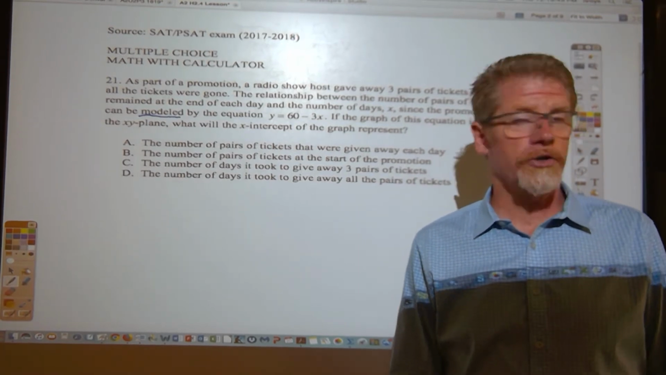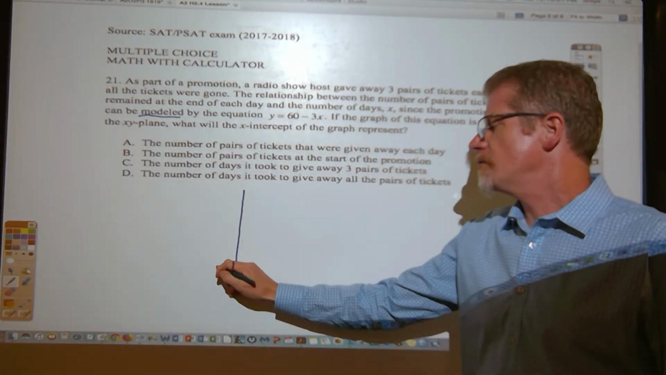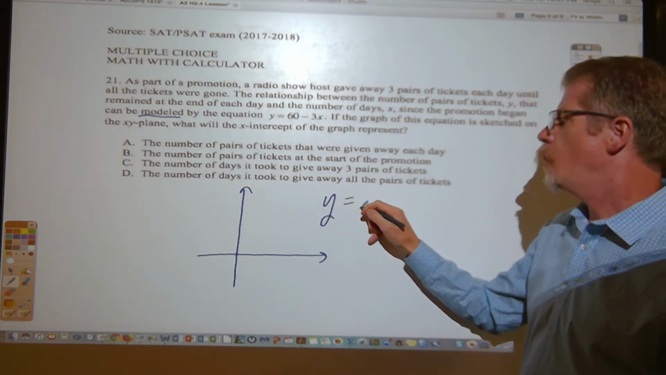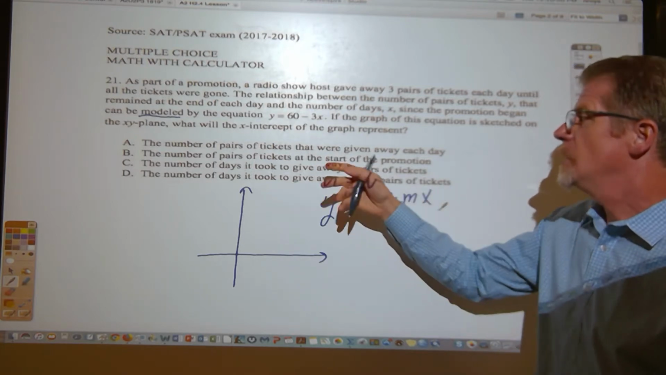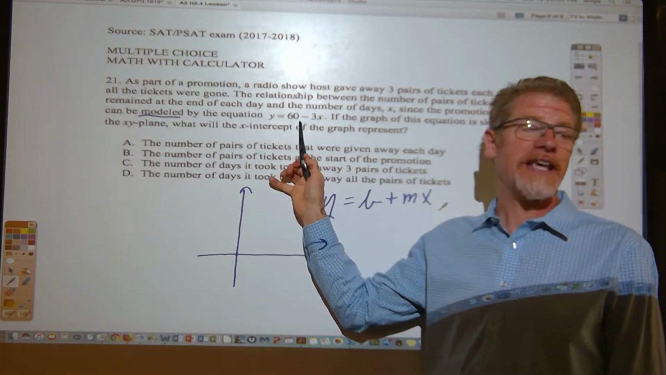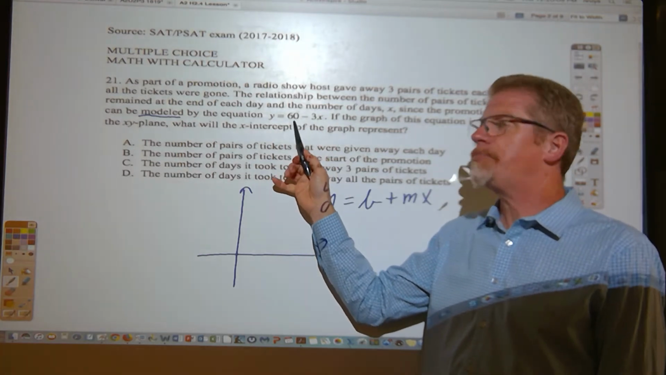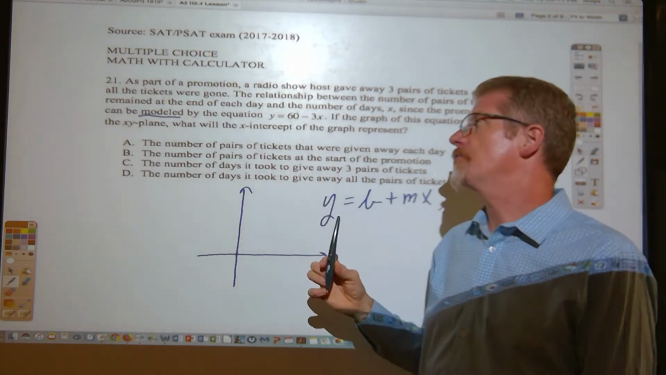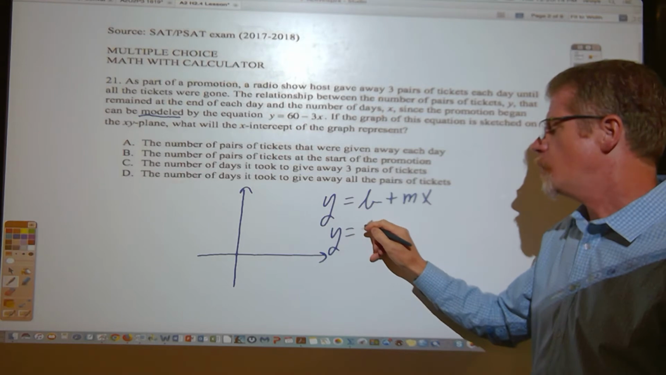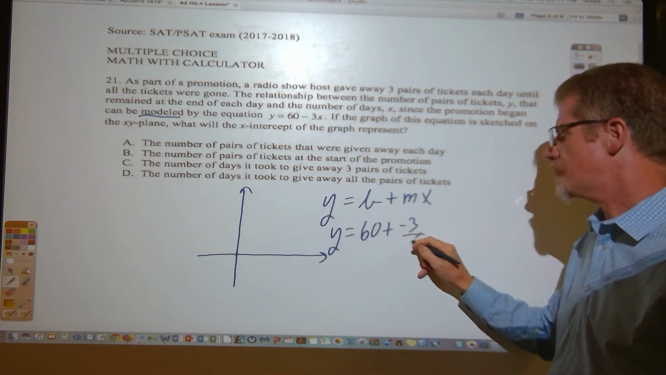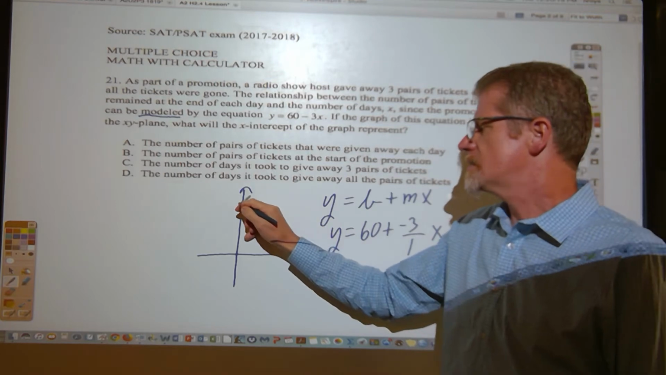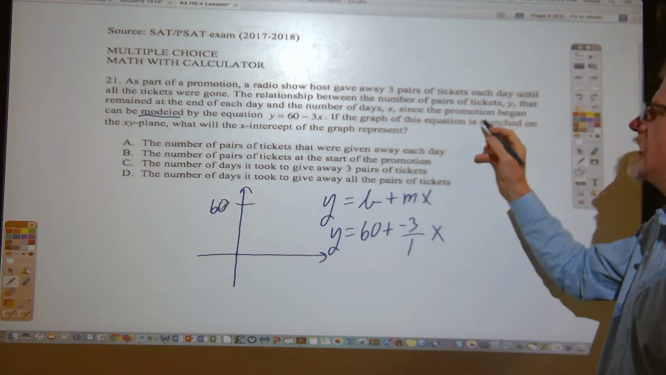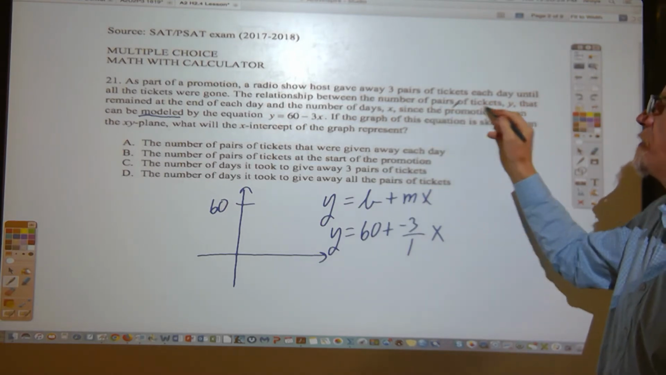Welcome back. Okay, I'd like to show you how I would approach this problem. First of all, using what we learned about sketching the graphs of lines that are in the form y equals b plus mx, notice on the PSAT, they did not use mx plus b form. They used b plus mx form, where the intercept is 60 and the slope is -3/1. So we can think of the line y equals 60 plus a rise of -3, a run of 1 times x. So we start out, we begin the problem at 60. 60 what? Well, it says y is the number of pairs of tickets.